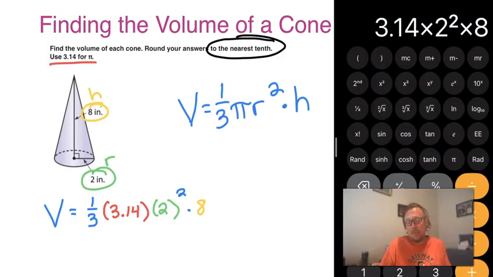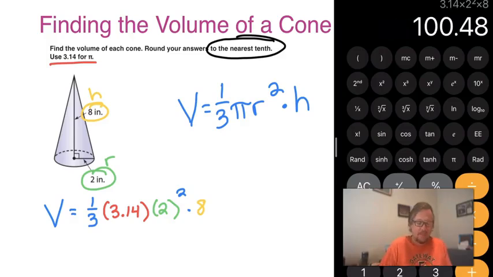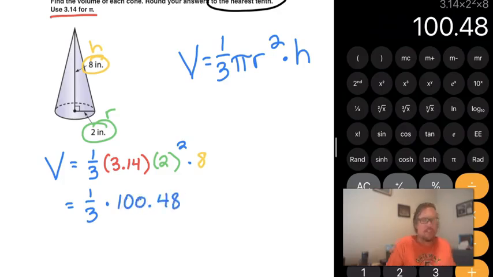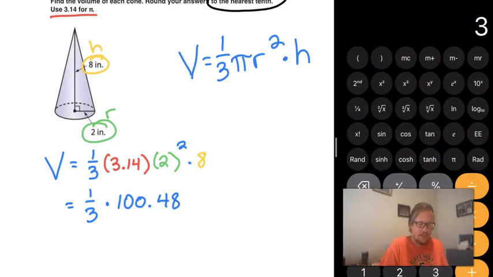This is what I would do if this was a cylinder. I would do pi r squared times the height. So if this was a cylinder, it'd be 100.48. A cone is always going to be smaller than a cylinder with the same measurements because it's always 1/3 as much. So this is going to be 1/3 times 100.48. So you can either type in 1/3 times 100.48, or you could do 100.48 divided by 3.